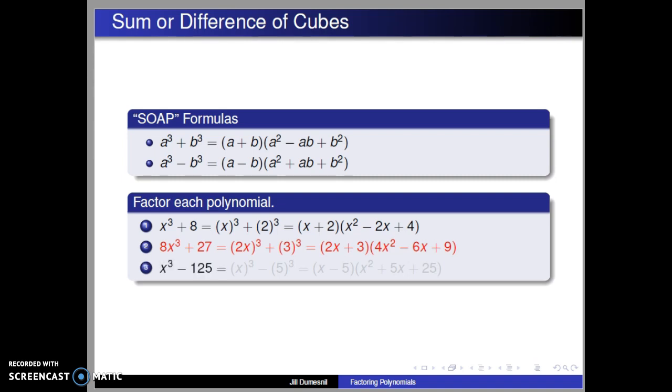To factor x cubed minus 125, we notice that we have the difference of cubes with bases x and 5. Our first factor will look like x, same sign, 5, using our two bases. And our second trinomial factor has x squared, the opposite sign, 5 times x, always positive, 5 squared.